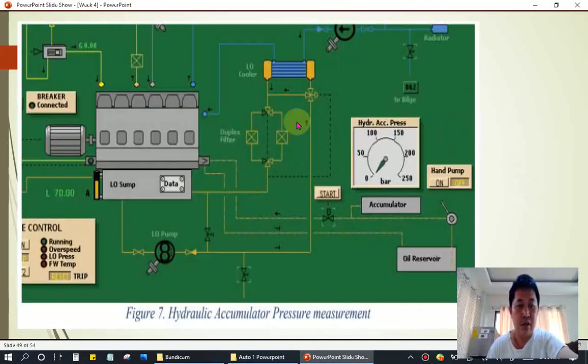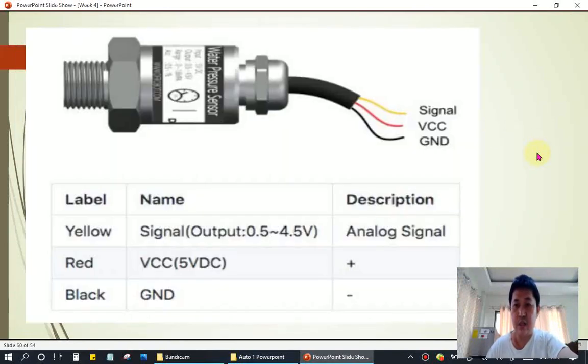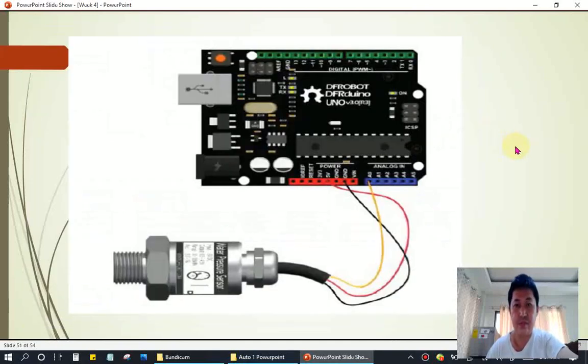So here you measure the air pressures for starting your emergency generator. Just follow the instructions in your lab manual activities on how you will connect it to your PCB.